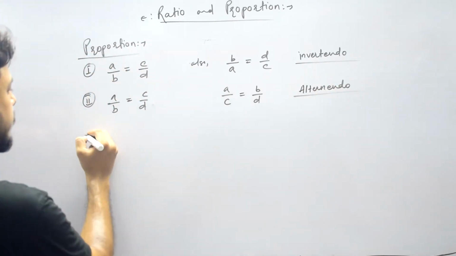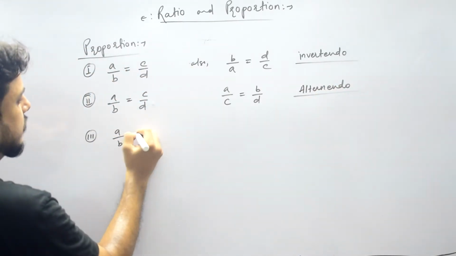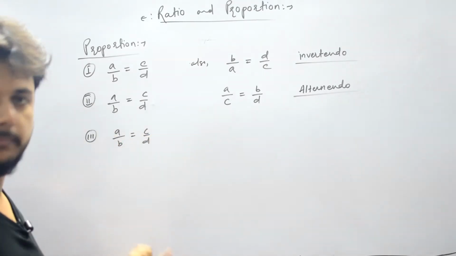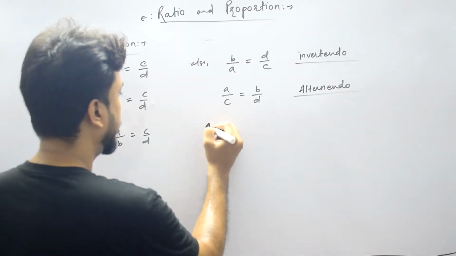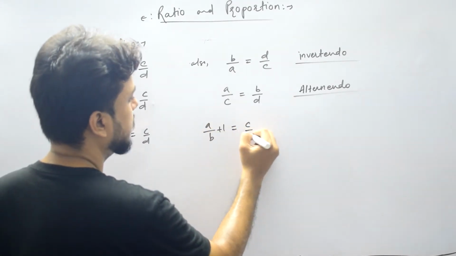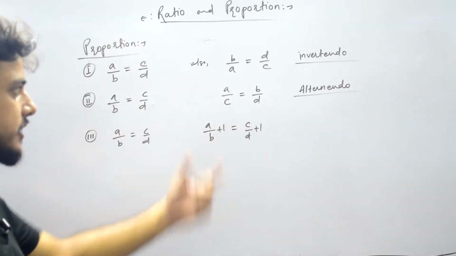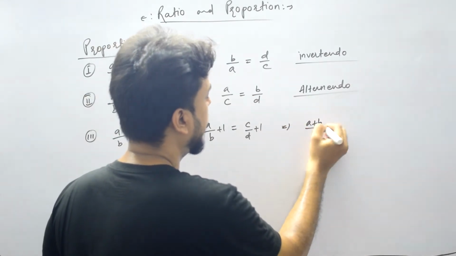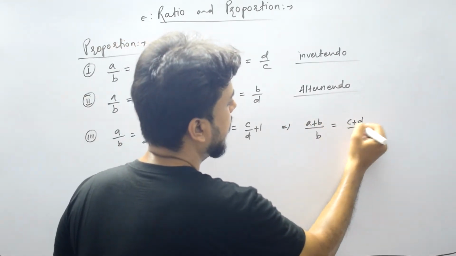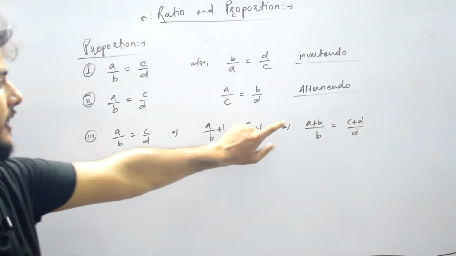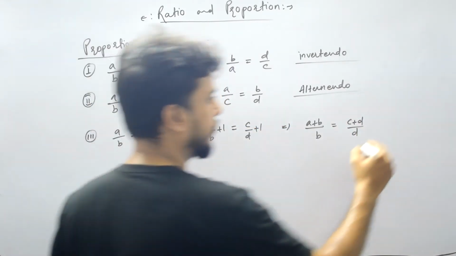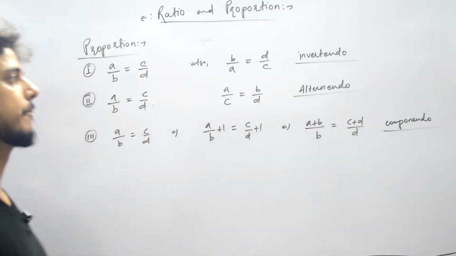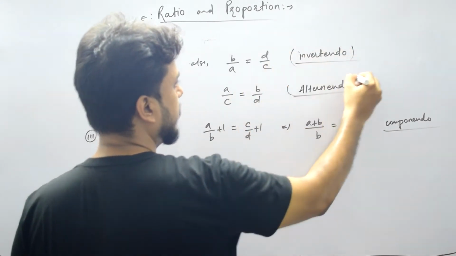Now the third one. Suppose a by b is equal to c by d, it is given. If we add 1 on both sides, the meaning of the proportion will remain the same. So we write a by b plus 1 is equal to c by d plus 1. We will get a plus b by b is equal to c plus d by d. Now this is very important. It is known as componendo. Remember the terms, remember the words, very very important.